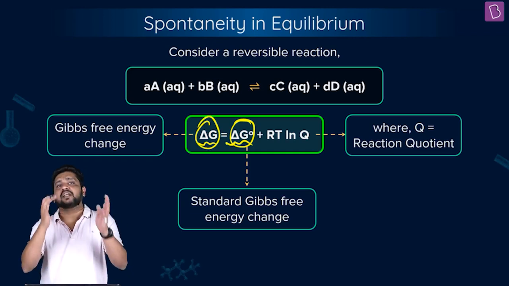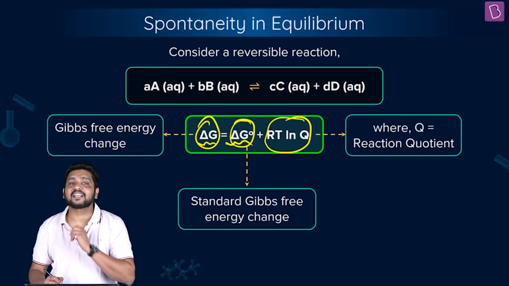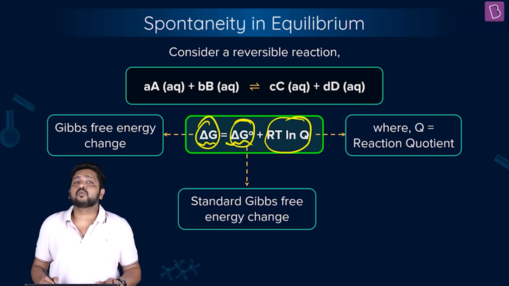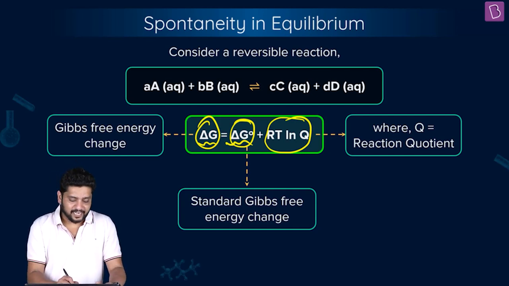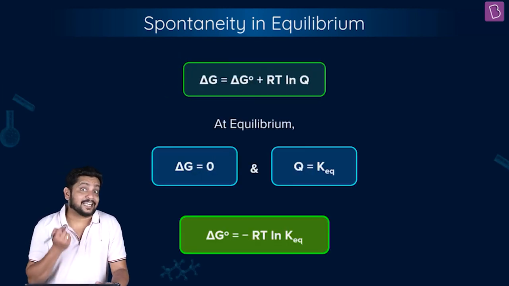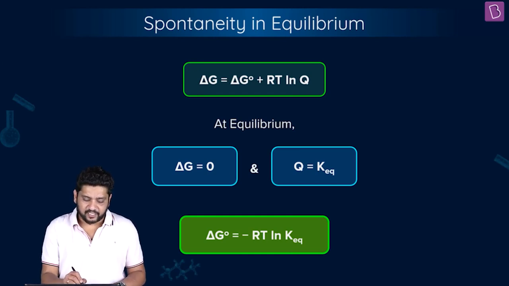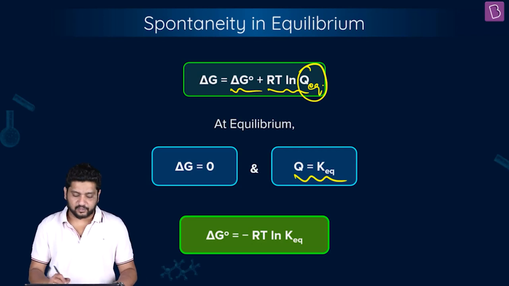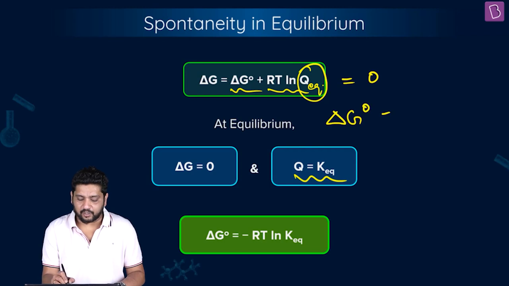Under any condition, whatever condition you are in, that is called delta G, and they are related by this equation: delta G is delta G naught plus RT ln Q, where Q is the reaction quotient under the particular conditions where we are speaking about delta G. Now, as I was telling you, when delta G becomes 0, we say the system has attained equilibrium, right? So what does that tell you? Delta G naught plus RT ln Q at equilibrium will be equal to 0. But Q at equilibrium is exactly what we call the equilibrium constant, right? So we get this whole thing equal to 0, which means delta G naught is equal to minus RT ln K equilibrium.